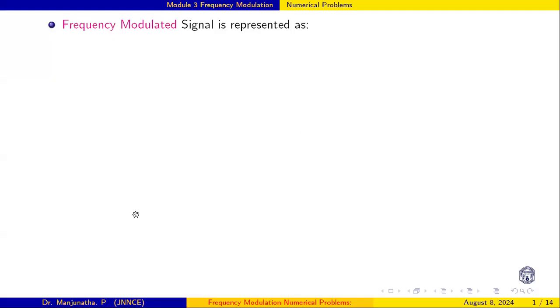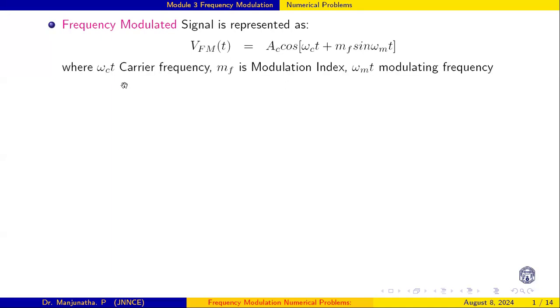In this video, I am going to explain how to solve some of the numerical problems in frequency modulation. Before going to solve numerical problems on frequency modulation, we will see some of the important formulas that are used. First, a frequency modulated signal is represented as V_FM(t), or simply FM(t), given by Ac cos(ωct + mf sin ωmt), where Ac is the magnitude, ωc is the carrier frequency, mf is the modulation index, and ωm is the modulating frequency.